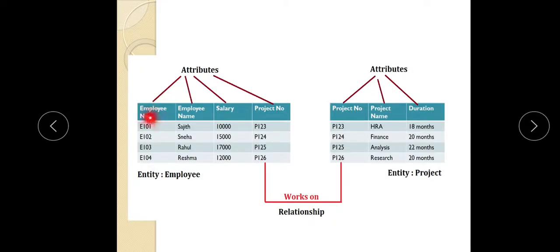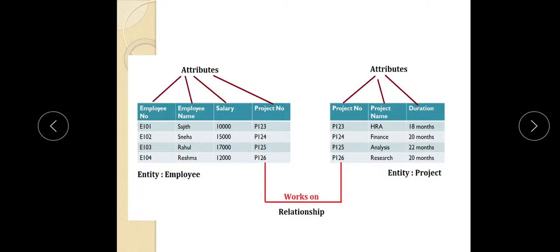So in this entity employee, the attributes are employee number, employee name, salary, project number. These are the attributes. Clear? In this entity project, we have the properties or attributes: project number, project name, and duration. Now the third one is relationship.